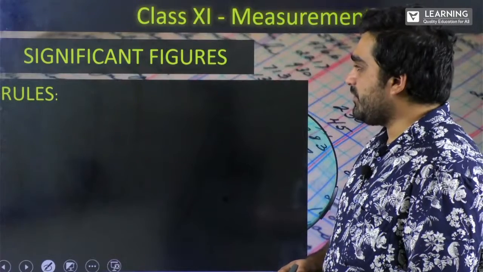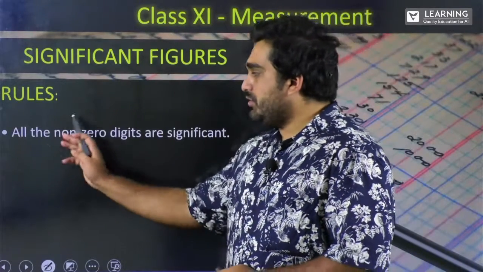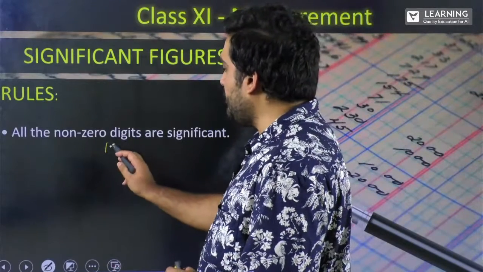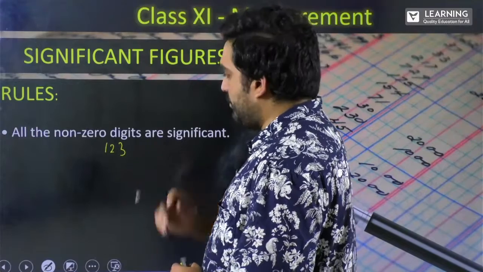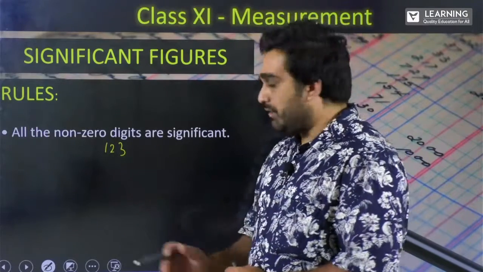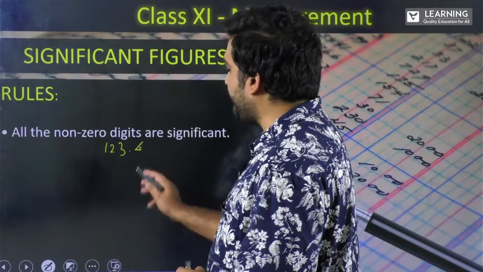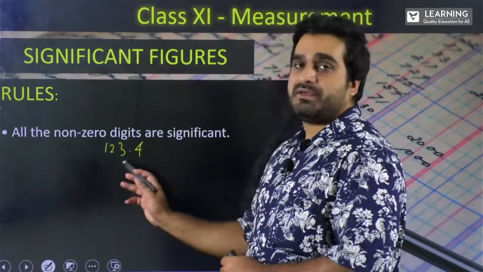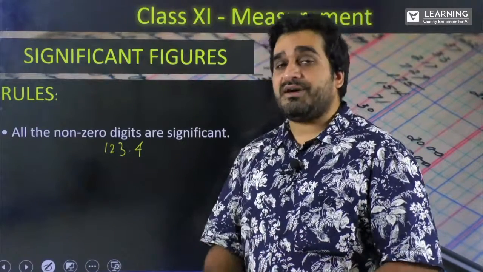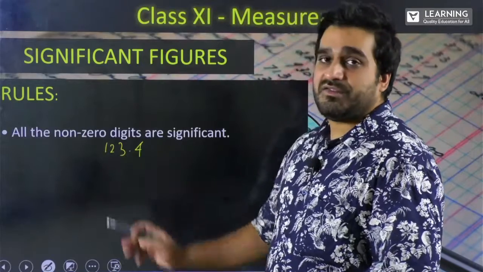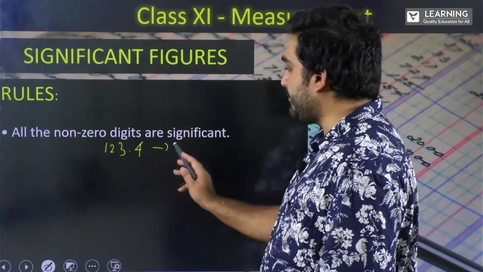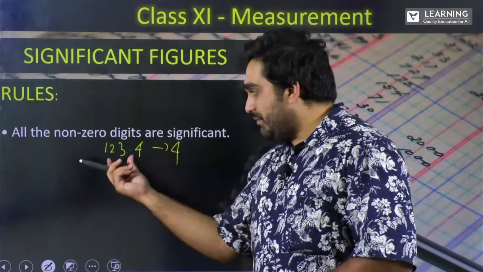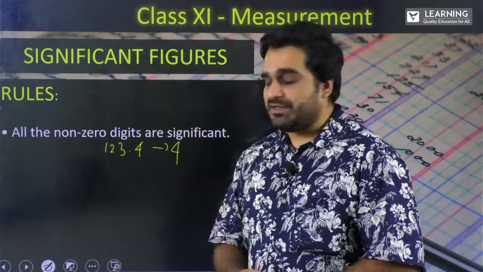Here are the rules. Rule number 1: all the non-zero digits are significant. Example, 1, 2, 3.4, which are non-zero numbers, so all of them are significant. Since all of them are significant, how many significant figures? A total of 4, a number which shows you the reliable digits as well as one uncertain digit.